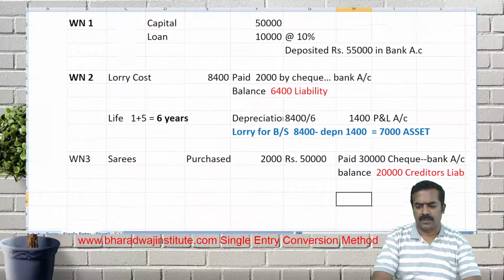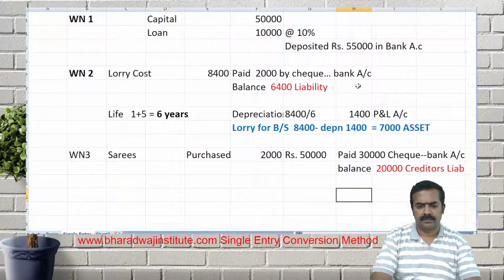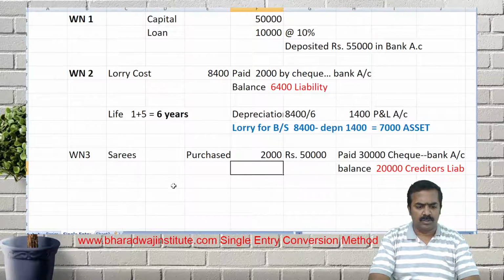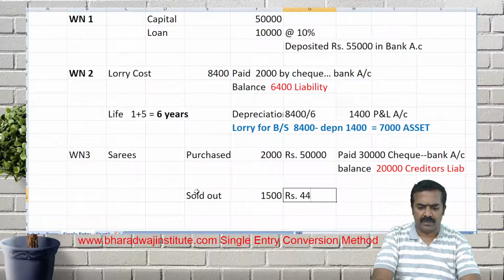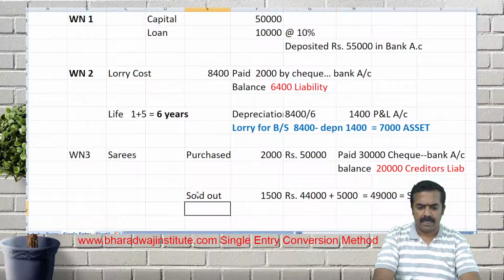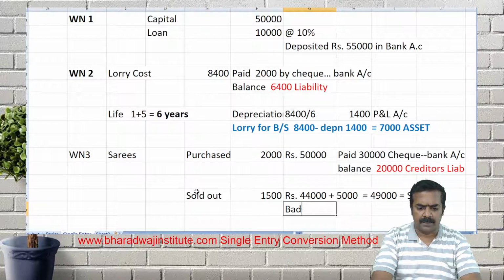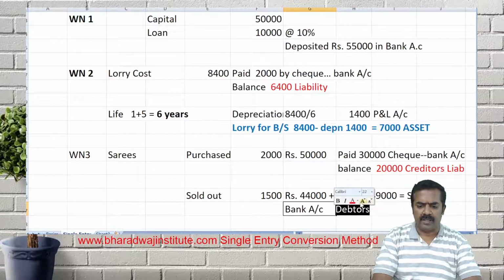Unpaid amount will appear as which one? Liability. Then 1,500 quantity is sold out. Rupees 44,000 collected and deposited in the bank, plus 5,000 not collected. So what is the sales? 49,000 is the sales. This 44,000 is deposited in which account? Bank account. And the balance 5,000, which one? Debtors. Amount to be collected will appear as debtors in the balance sheet.